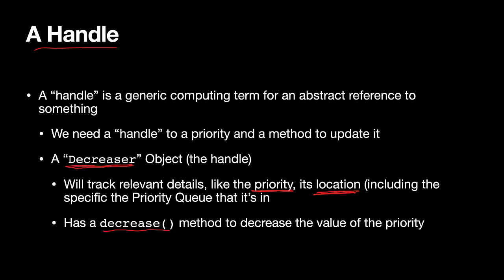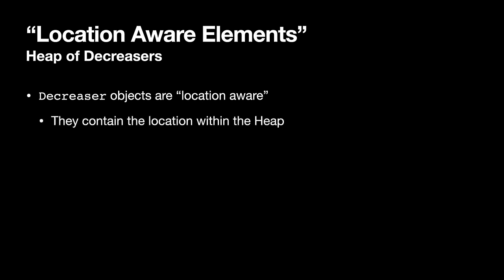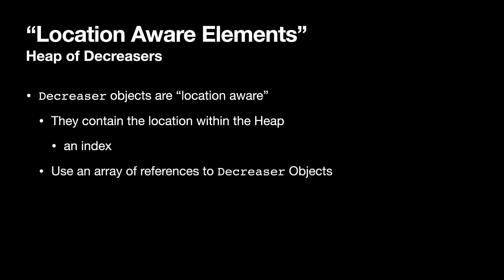Okay, so I've already described the decreaser objects as somehow keeping track of a location within a data structure. So we'll refer to these as location-aware elements. The heap decreasers fall in this category of location aware. They keep track of their location within a particular heap with an index and some sort of information about the specific priority queue, the specific heap that they're in.